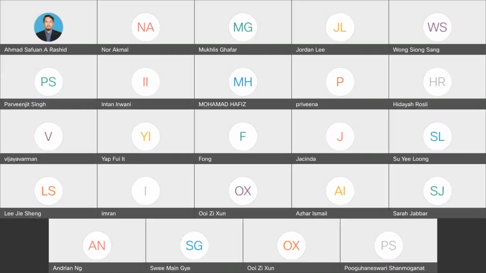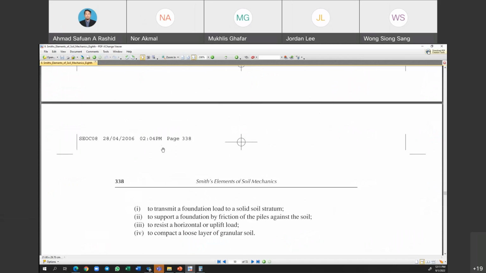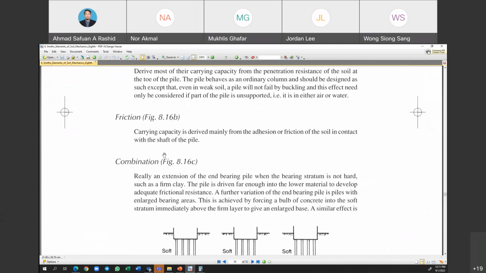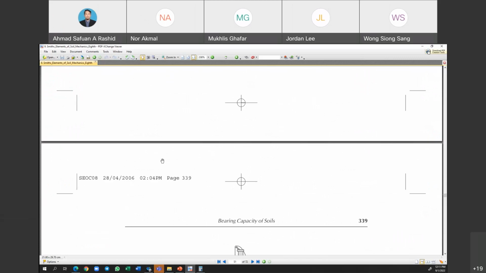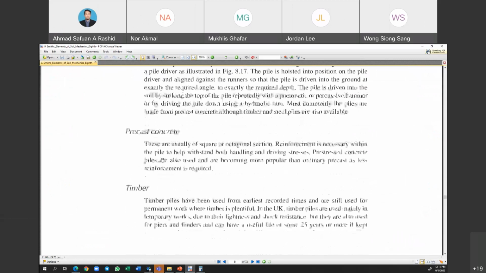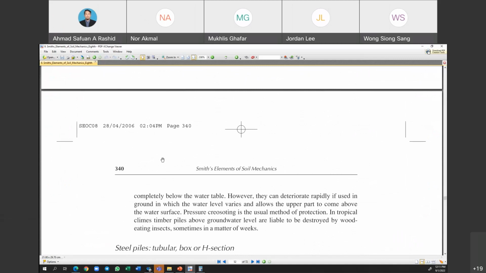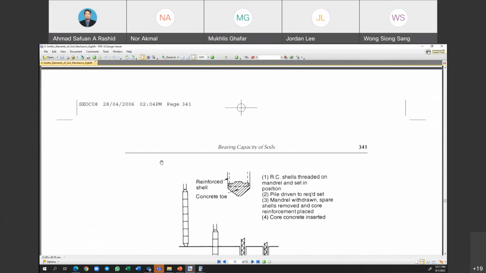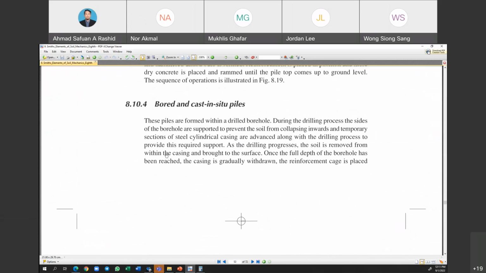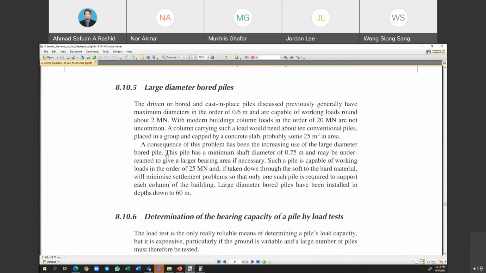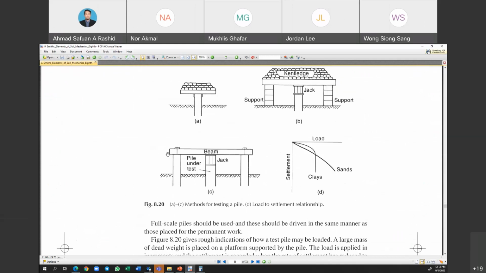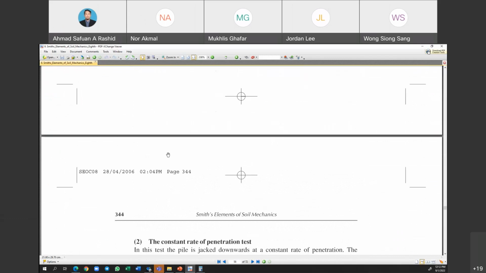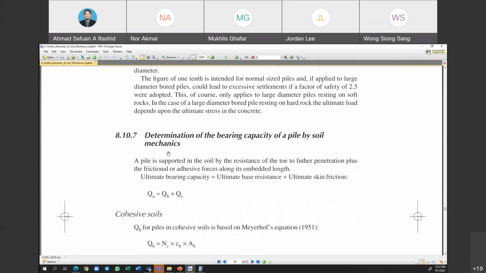For the pile foundation, you need to look again at the pile foundation. It is very good to read and easy to understand, under this Smith explanation. Large diameter piles. So this is the maintained load test, the determination of the bearing capacity of piles by using a direct method.